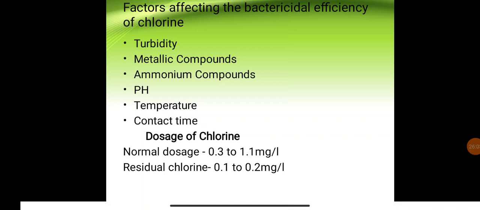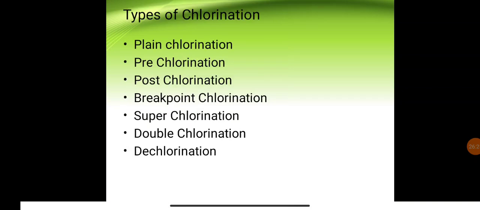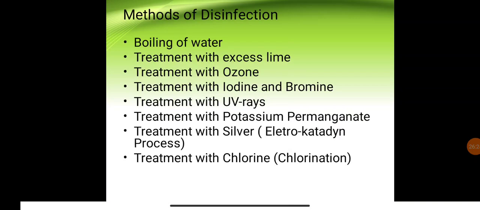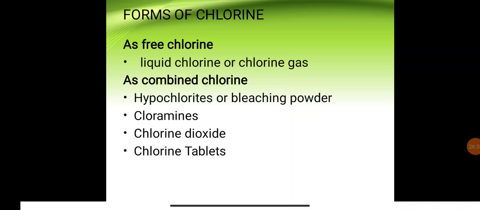And what is the dosage of chlorine? The normal dosage we use is 0.3 to 1.1 mg per liter, and the residual chlorine is 0.1 to 0.2 mg per liter. So the methods of disinfection are over. Then what are the factors affecting the efficiency of the chlorine? Turbidity, metallic compounds, ammonia compounds, pH, temperature, contact time. And the normal dosage of chlorine is 0.3 to 1.1 mg per liter, and the residual chlorine is 0.1 to 0.2 mg per liter.